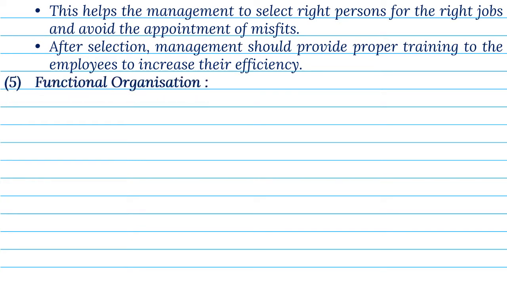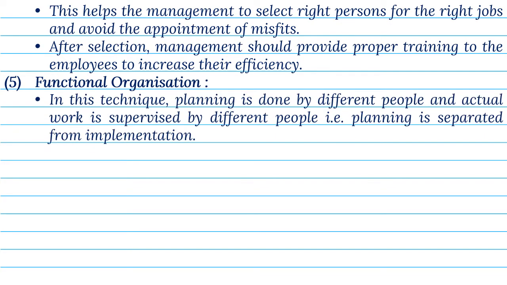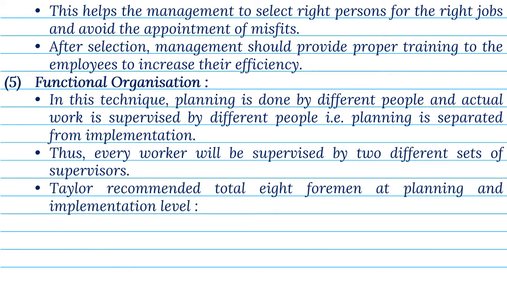5. Functional organization. In this technique, planning is done by different people, and actual work is supervised by different people, that is, planning is separated from implementation. Thus, every worker will be supervised by two different sets of supervisors. Taylor recommended a total of 8 foremen at planning and implementation level.